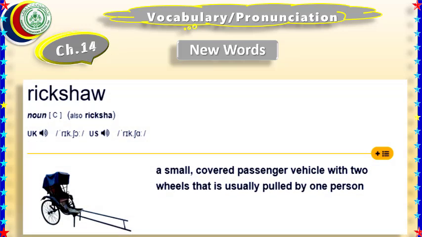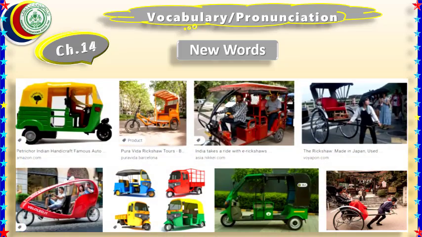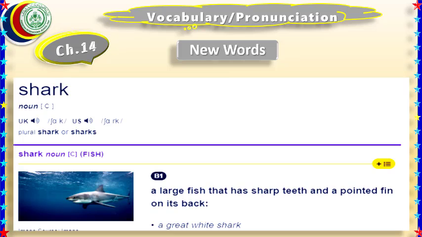Rickshaw. Rickshaw is a small covered passenger vehicle. You can see one in the picture. This is a manual rickshaw and there are some other forms also that you can see in the picture. Shark. Shark is a large fish.